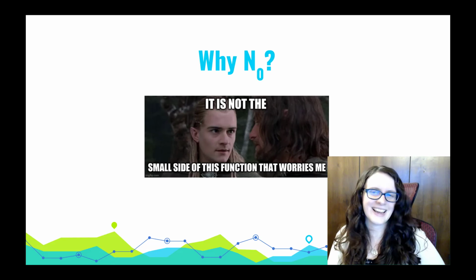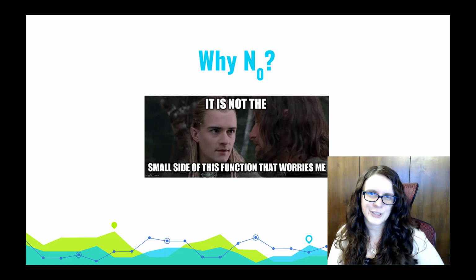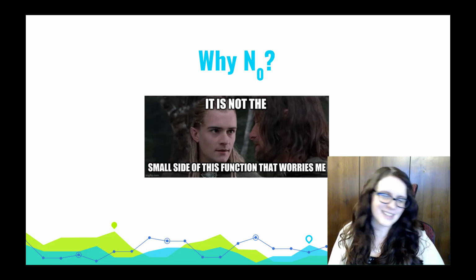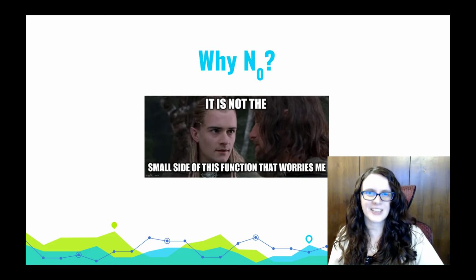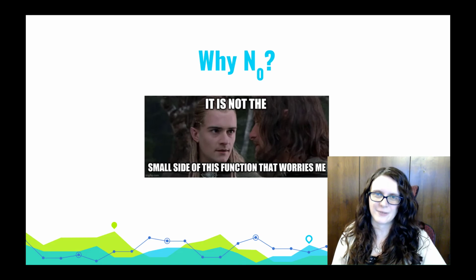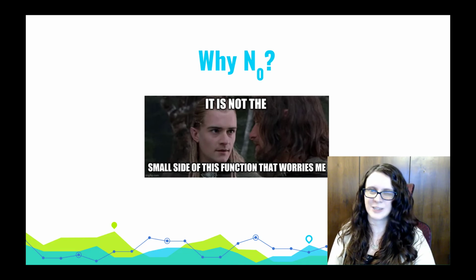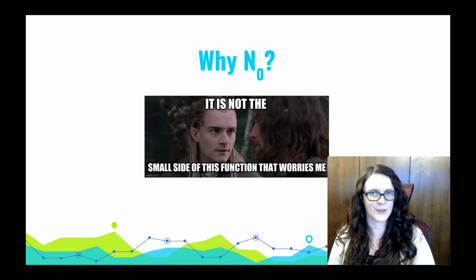The other reason n naught is there is that a lot of functions just kind of act funky at very small values. So for instance, with n squared on the previous slide, you saw that below 1, things were acting a bit different. So when we're showing that a function is big O of another function, we have this n naught term so that we can just not worry about anything strange going on on the small side of the function.